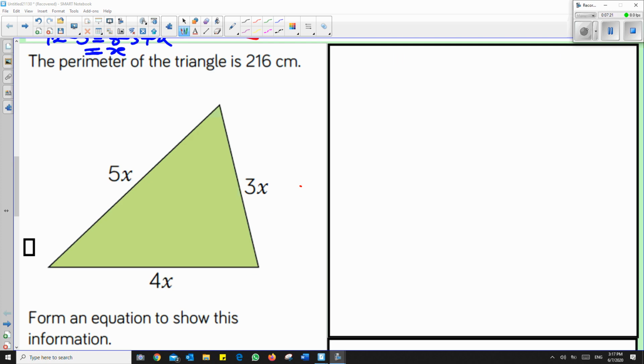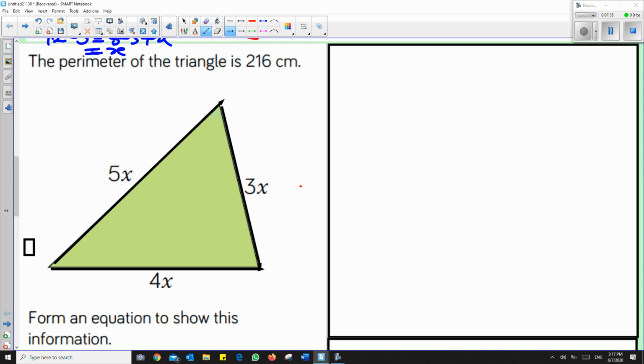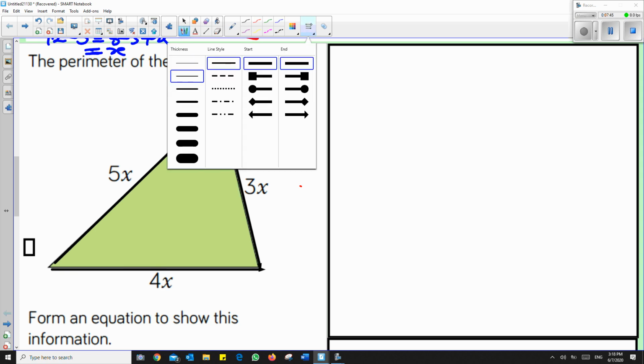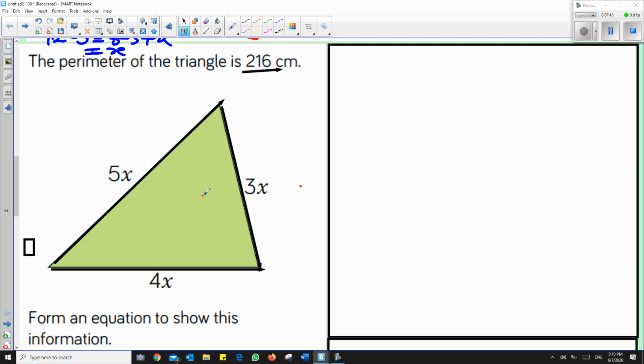The perimeter of the triangle is 216 centimeters. So this means that when you add this length, to that length and to that length, you get 216 centimeters. But we are not given the values in centimeters, so we need to change. We are given 5x, 3x, and 4x.